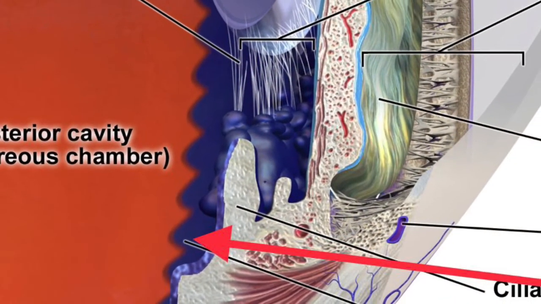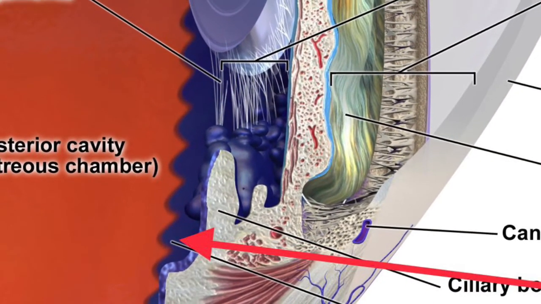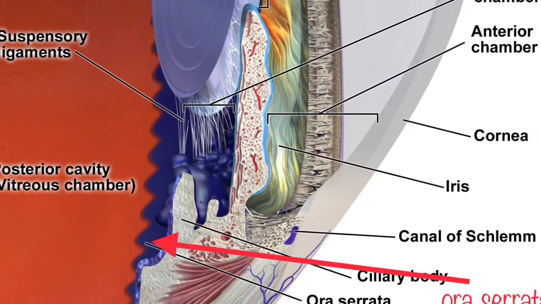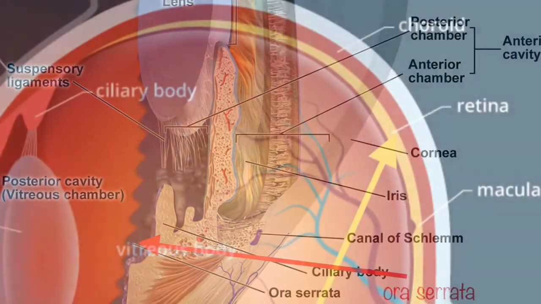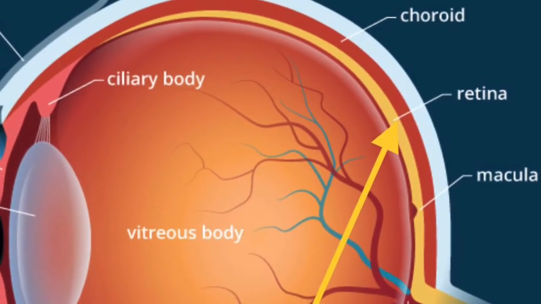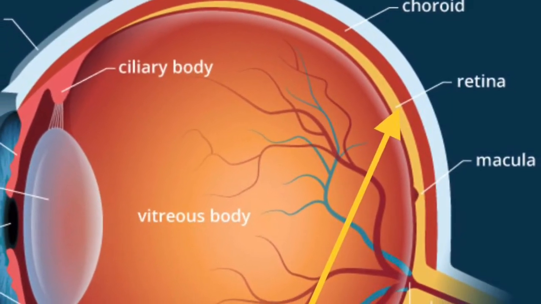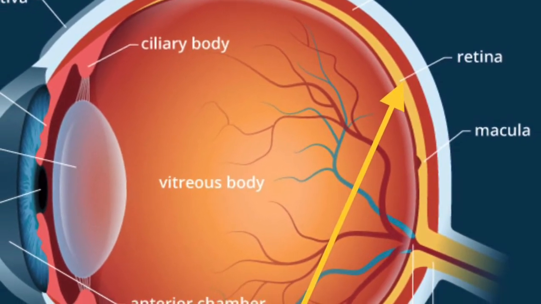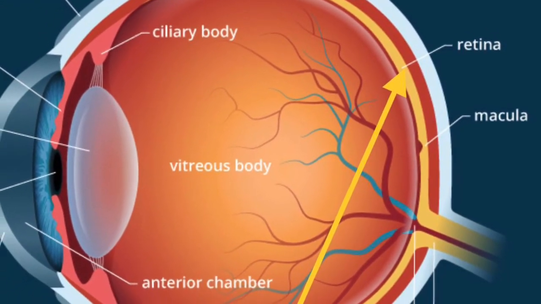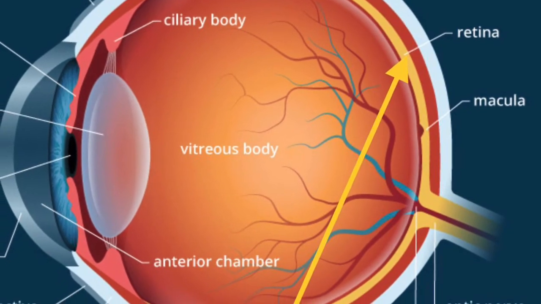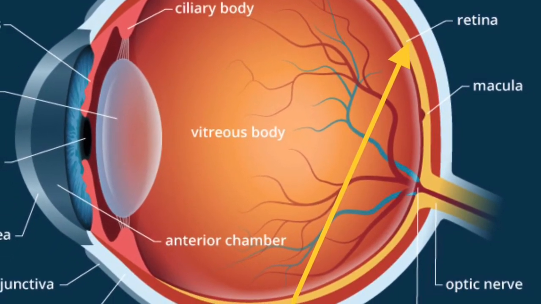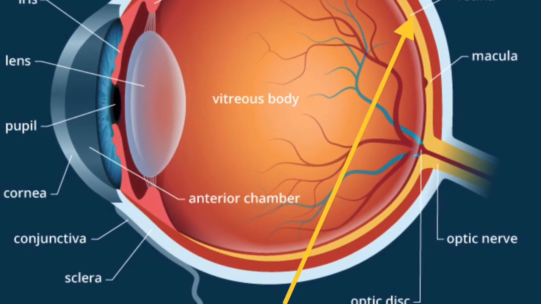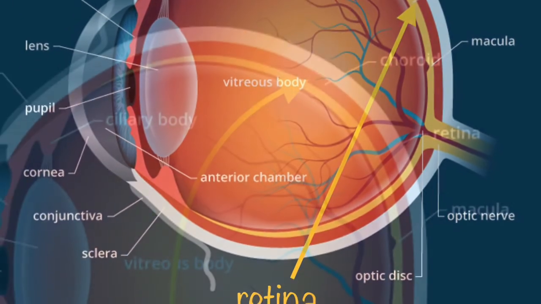This is the ora serrata. This is the area of the inner eye where the retina ends and the choroid layer of the eye can be seen. Next up is something we talk about pretty often. It's called the retina. The retina is the inner lining of the back of the eye, which contains the rods and the cones that receive the light rays. The rays are then converted into electrical impulses, which are then relayed to the brain via the optic nerve.